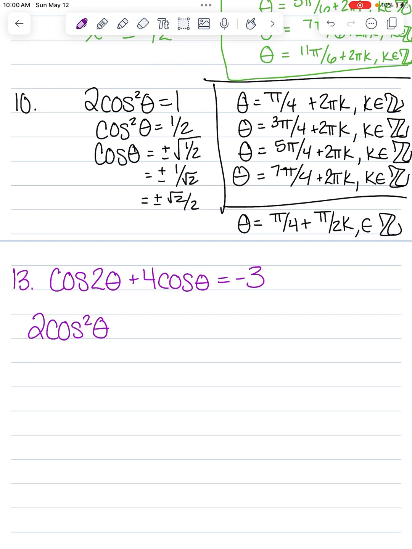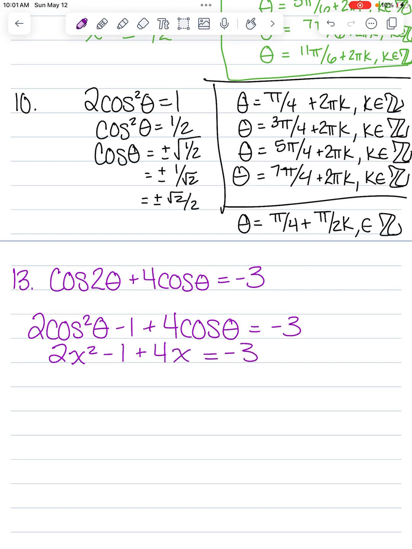So 2 cosine squared theta minus 1 plus 4 cosine theta equal to negative 3. Okay, we got a quadratic again. 2x squared minus 1 plus 4x is equal to negative 3. I add the 3 to both sides: 2x squared plus 4x plus 2 equals 0. Now my brain says, oh crap, I might have to do the AC method, except I could do a greatest common factor first. Saved me the AC method.